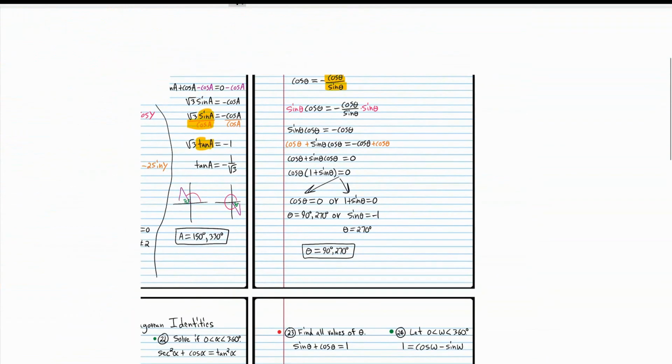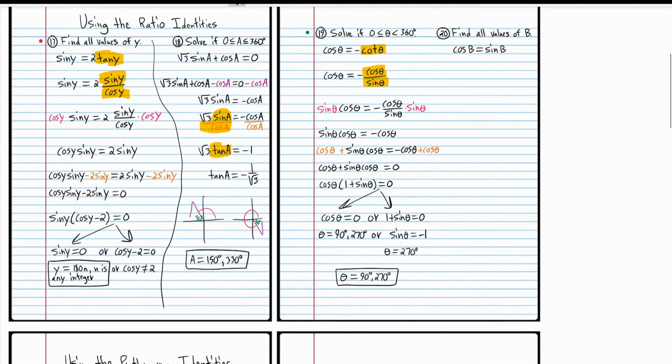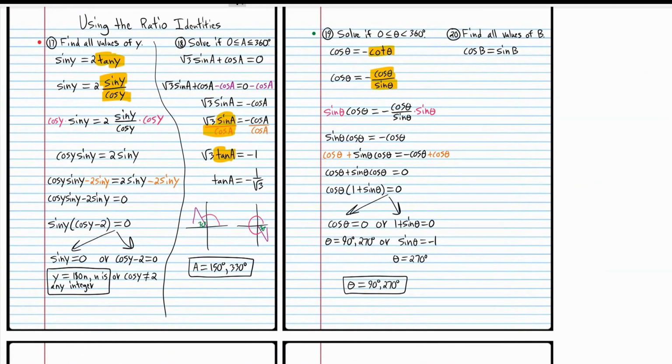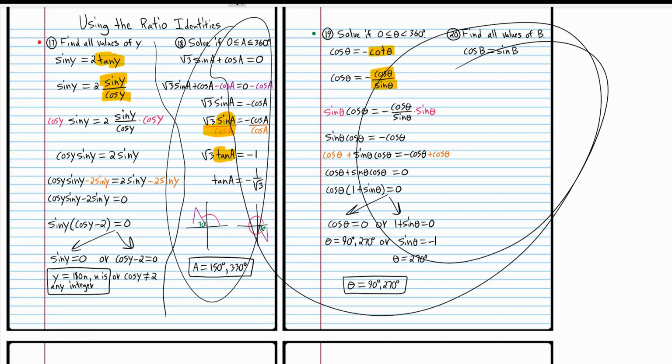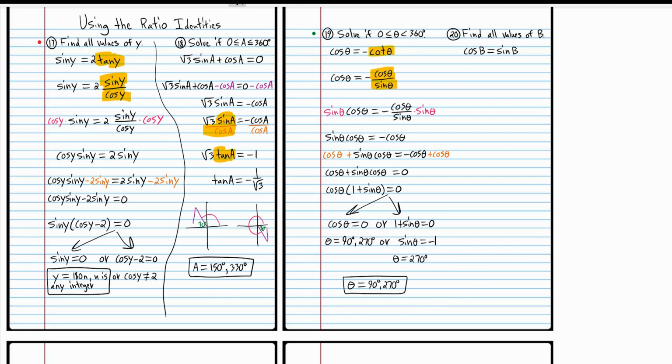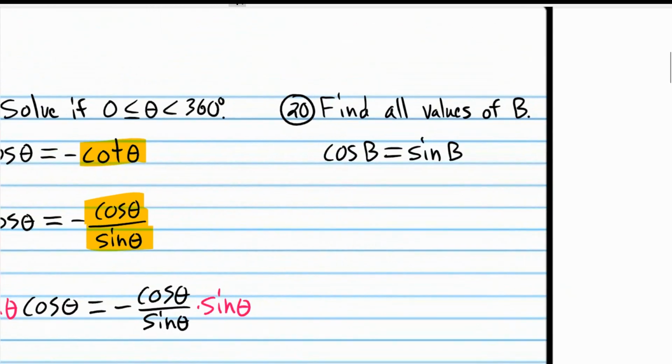So if you got that right, that's very good. That was a difficult problem. So I want you to use number 18 to help you do number 20. And when you come back, we'll do it together. Okay, we're back.